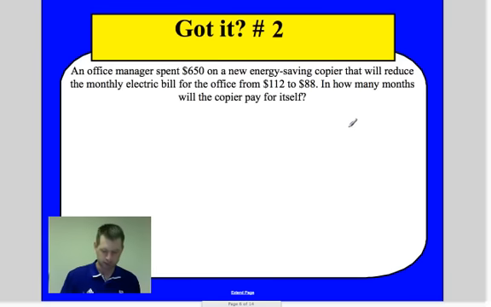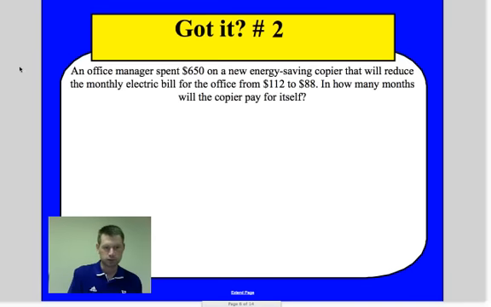Okay, so we're going to go look at problem number 2. An office manager spent $650 on a new energy-saving copier that will reduce the monthly electric bill for the office from $112 to $88. And how many months will the copier pay for itself?